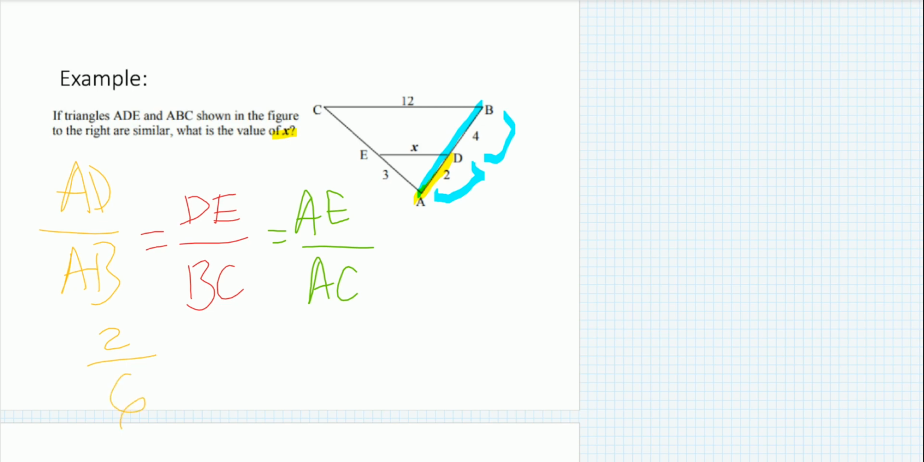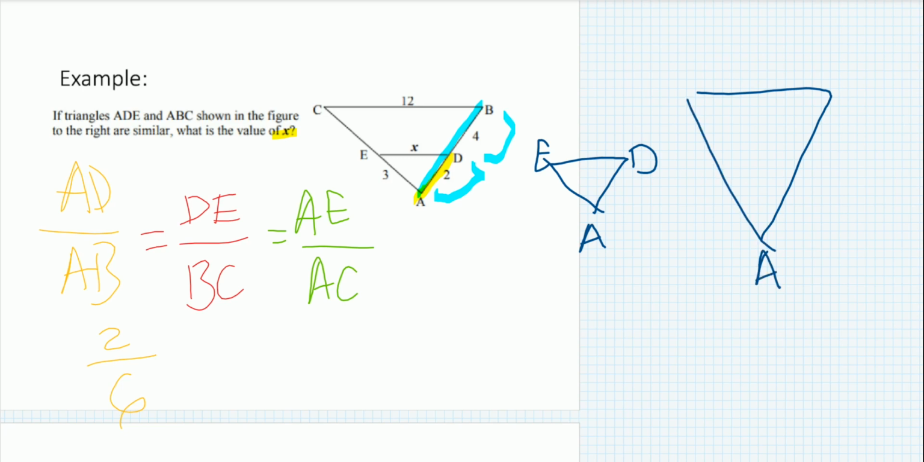Now, if that sort of confuses you, what I completely suggest you do is just redraw the triangles separated. So for instance, this one here is going to be my ADE, and then the bigger one is going to end up being my ABC. Okay, and then you can see there why it actually makes sense.